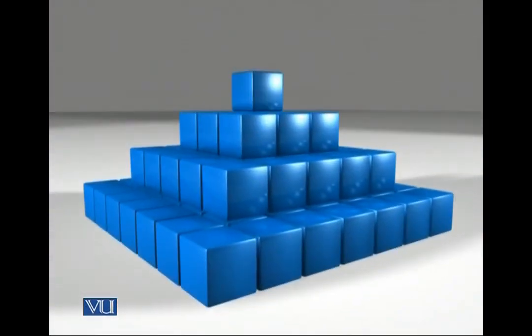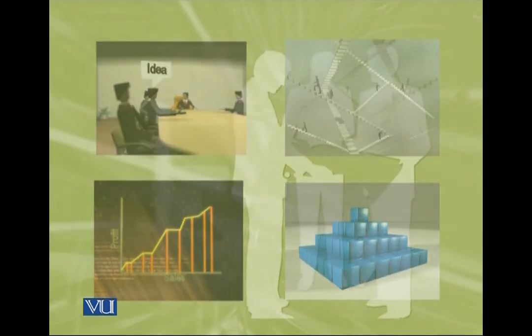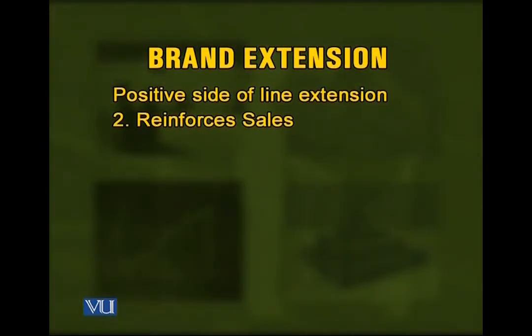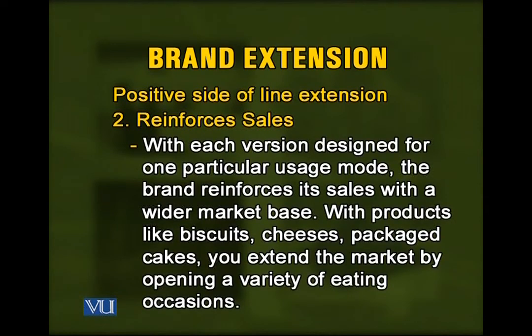The other thing the line extension does, a good thing, is that it reinforces sales. I think it goes without saying that every version belongs to one particular mode of usage, and another version belongs to another mode of usage. And when you put all those together and get the net result of a higher level of usage, it automatically leads to a higher level of sales. So the more products you have, the more extensions you have within the line, the more usage those create, and the higher the level of sales brought to the company.